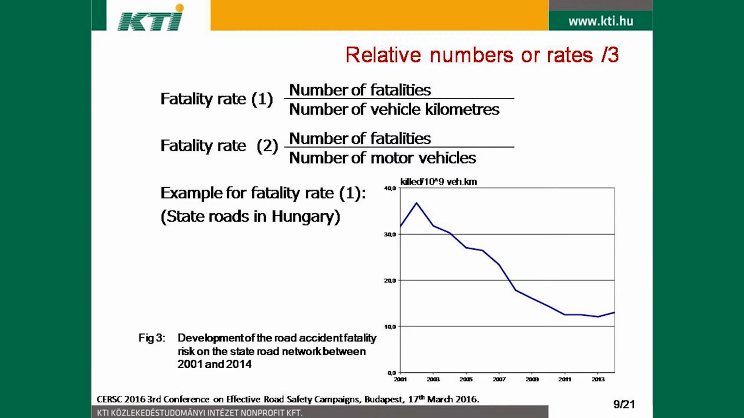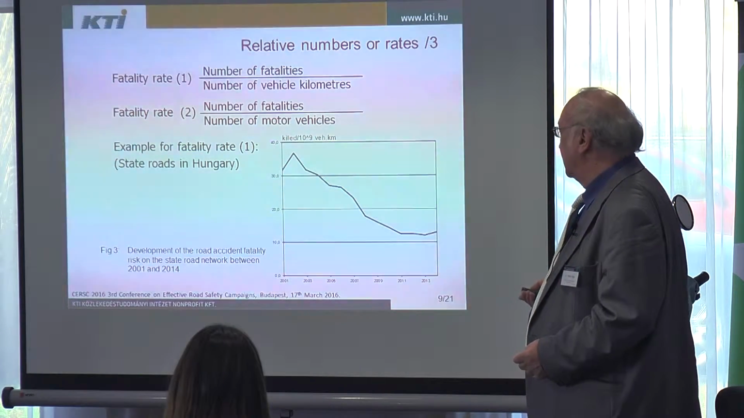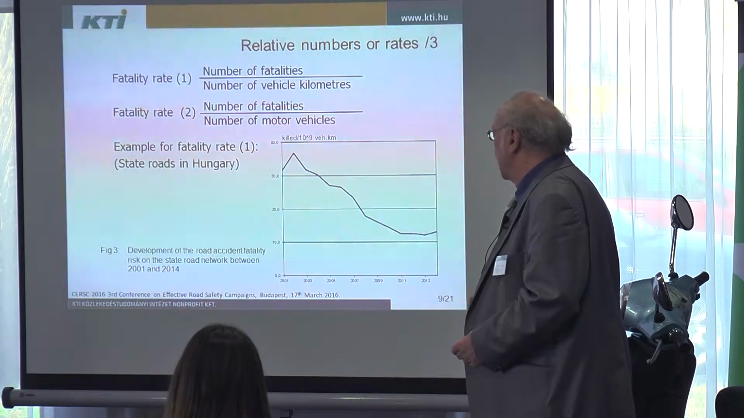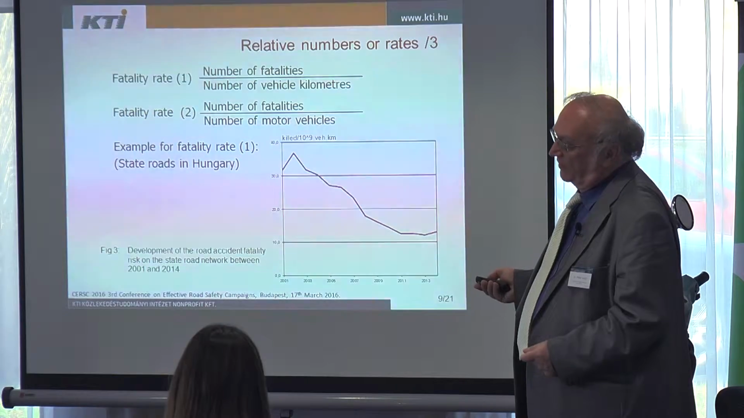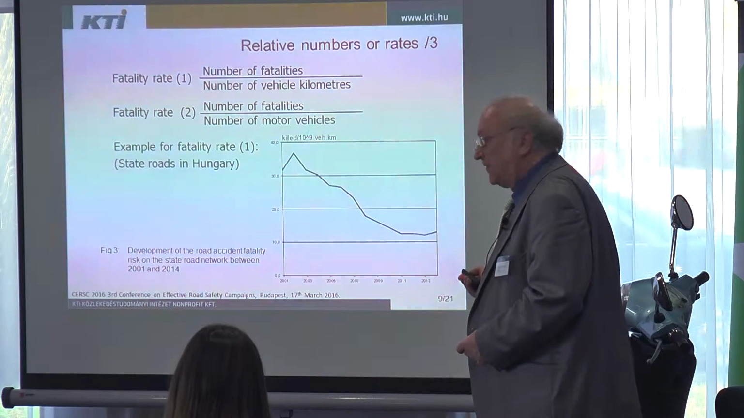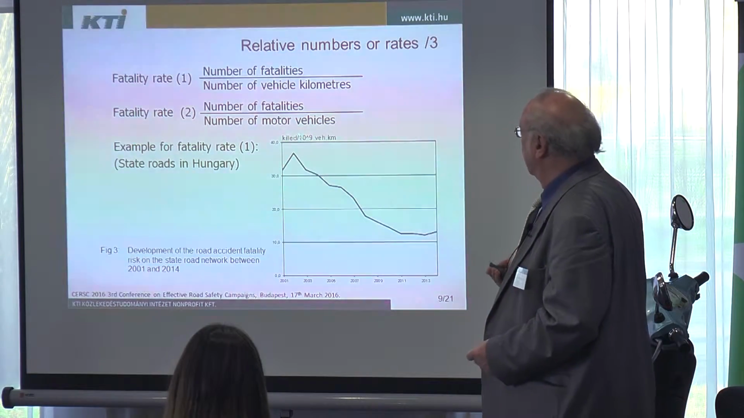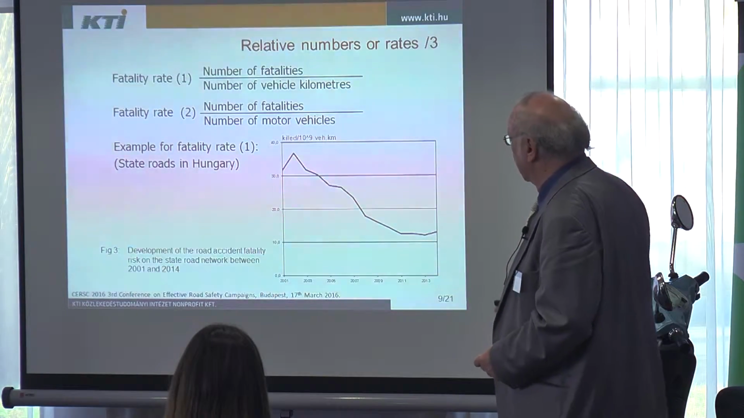This is the best indicator. If we don't have reliable data for vehicle kilometers, like in the case of Hungary and maybe most V4 countries, we can use the number of motor vehicles. This is an example for the state roads in Hungary, and you can see the changes. In 2001 was the introduction of the increased speed limits outside built-up areas, and you can see the immediate effect of this change, and then a very good period, and now, unfortunately, a slight increase again.